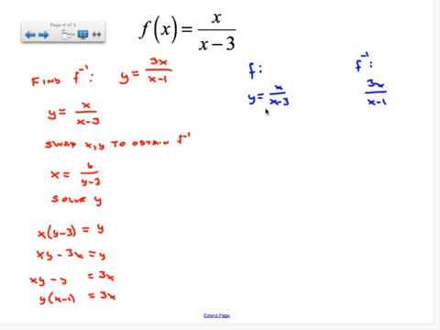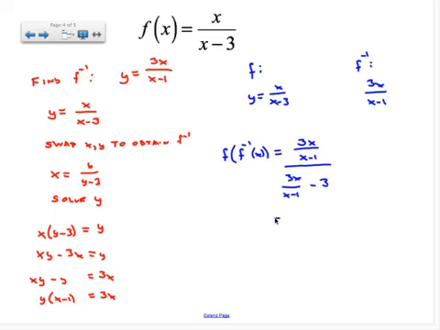Let's quickly verify that these are inverse functions. To verify that I did this correctly, I need to do f of f inverse, and then the reverse after that. So let's start here. f inverse is 3x over x minus 1. That means everywhere I see an x in the original function f, I'm going to replace it with 3x over x minus 1. So 3x over x minus 1, over 3x over x minus 1 minus 3. Now, this is supposed to simplify to be just x.